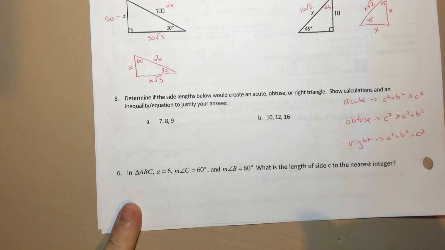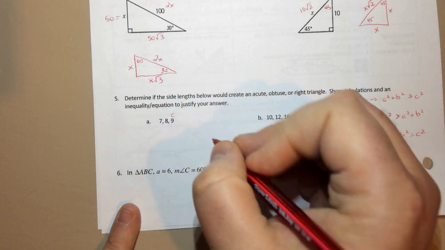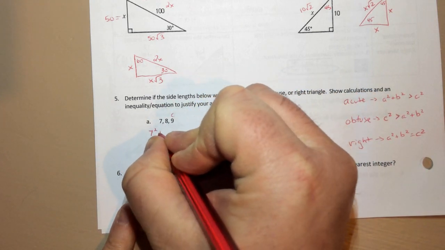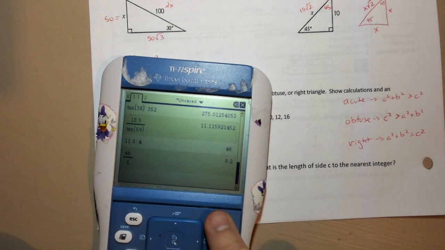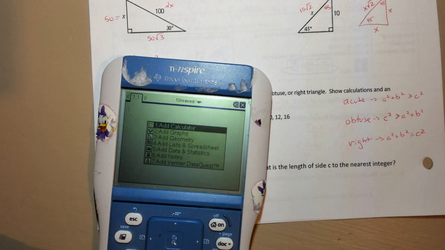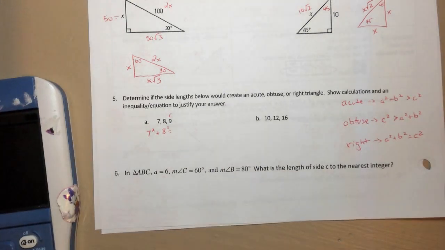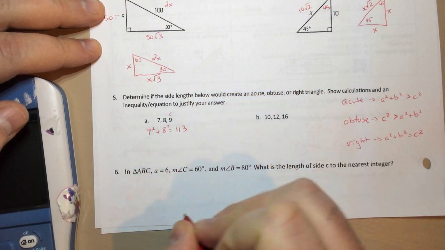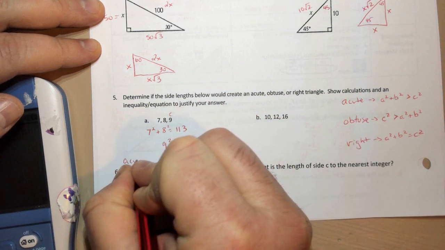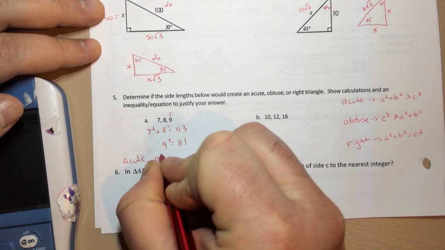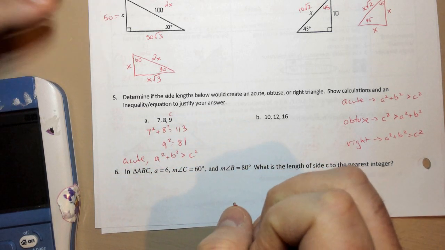Okay, so if we try the first one, remember c always is the largest number, and a and b are the other ones. So we want to check what's 7 squared plus 8 squared. You can just take your calculator. 7 squared plus 8 squared is 113. We know 9 squared is 81, and then we can say that this is definitely acute, and the reason is that a squared plus b squared is greater than c squared.